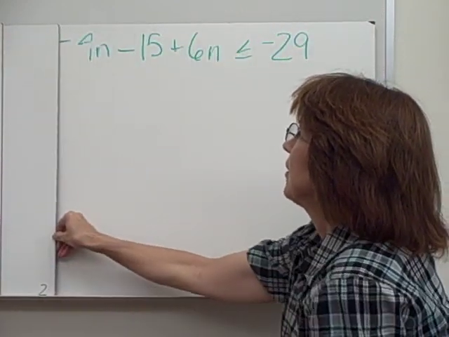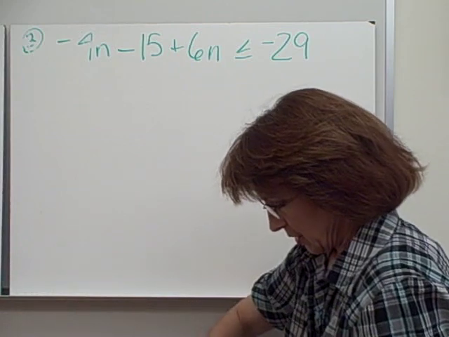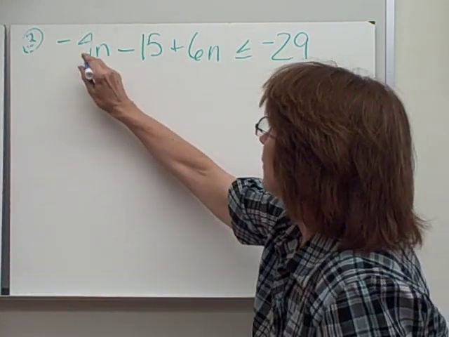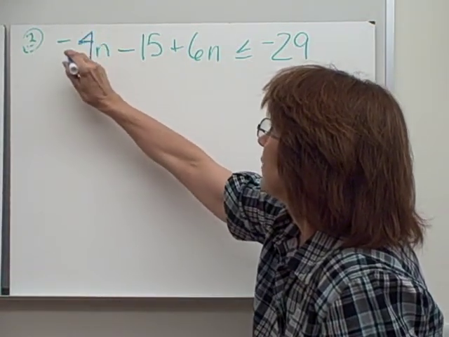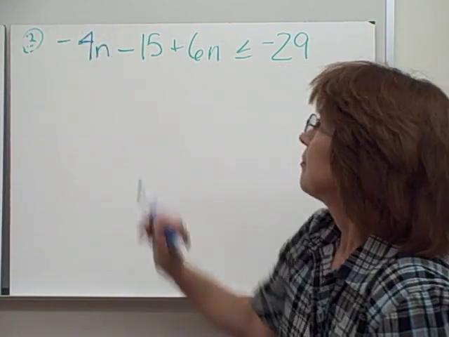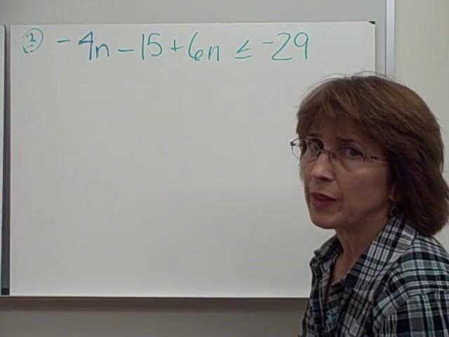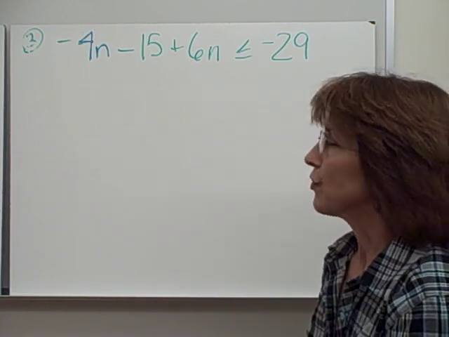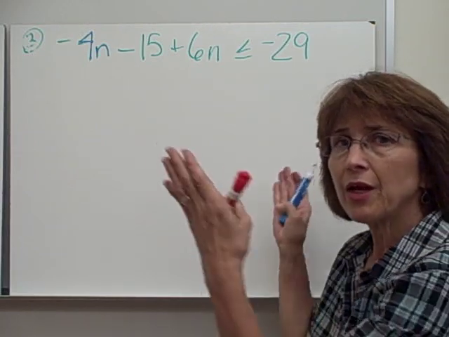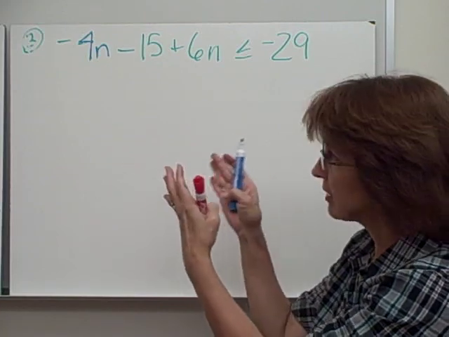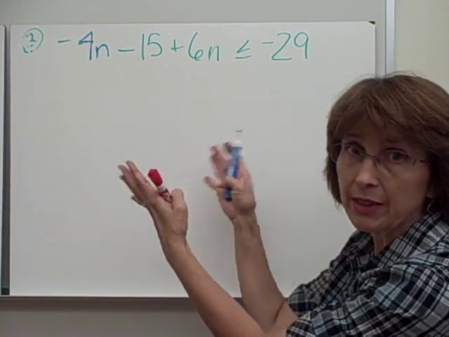Okay, next, we're going to do this one together. This should be 4n. So go ahead and write this down. Negative 4n minus 15 plus 6n is less than or equal to negative 29. All right? So our first step is to combine whatever we can on whatever side to make that side a little bit simpler.